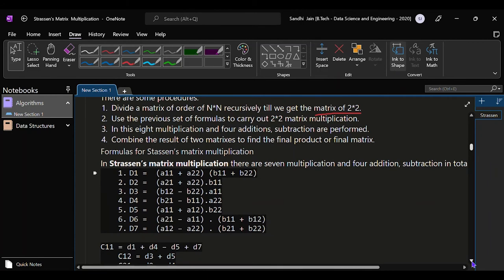Okay, so the number of multiplications is reduced. I'm sorry, maybe this is not included properly here. See, here you can count how many multiplications there are. 1 2 1 2, okay, 1 2 3 4 5 6 7. So 7 multiplications are obtained.